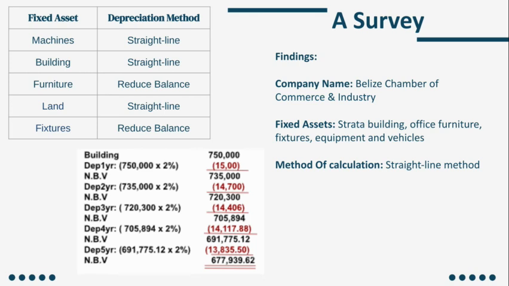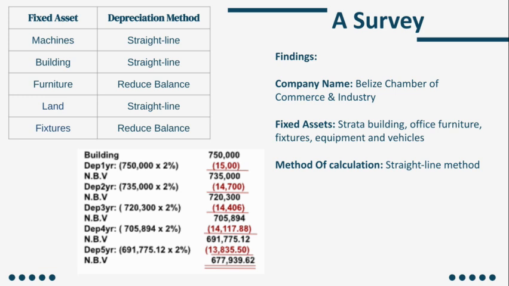Then we decided to conduct research on a company in the same industry as ours so we could get more information, which leads us to the Belize Chamber of Commerce and Industry Organization. We found that their fixed assets were as follows: building, office furniture, fixtures, equipment, and vehicles. They used the straight line method to calculate their depreciation. Then we decided to use the reducing balance method to calculate the depreciation. We then chose our building to start off and calculate depreciation for 5 years.